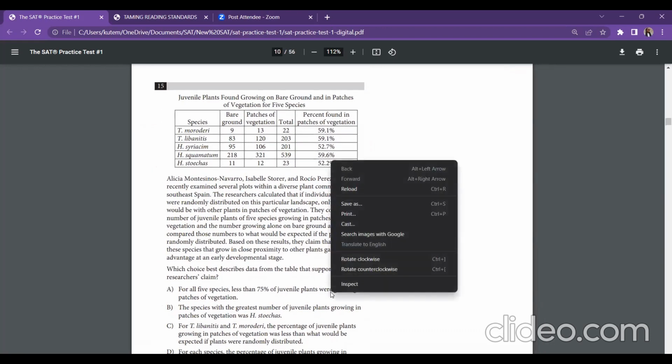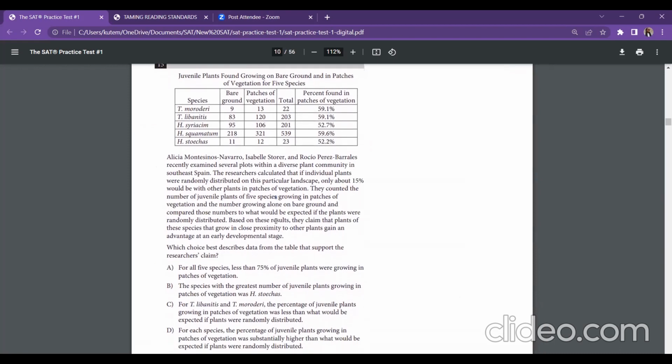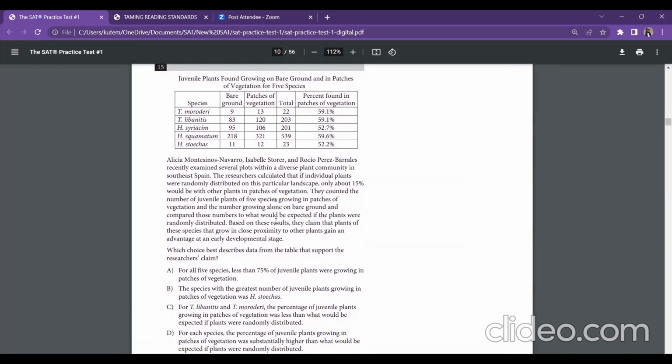Okay, that was great. So let's go through 15 as well. Then we'll call it a day. So again, information at the top helps us. It says juvenile plants found growing on bare ground and in patches of vegetation for 5 species. So these are species of plants. You might not know this if you are not a biology person. I'm not a biology person. So this really helps you to know, okay, what am I talking about and what's being given to me?